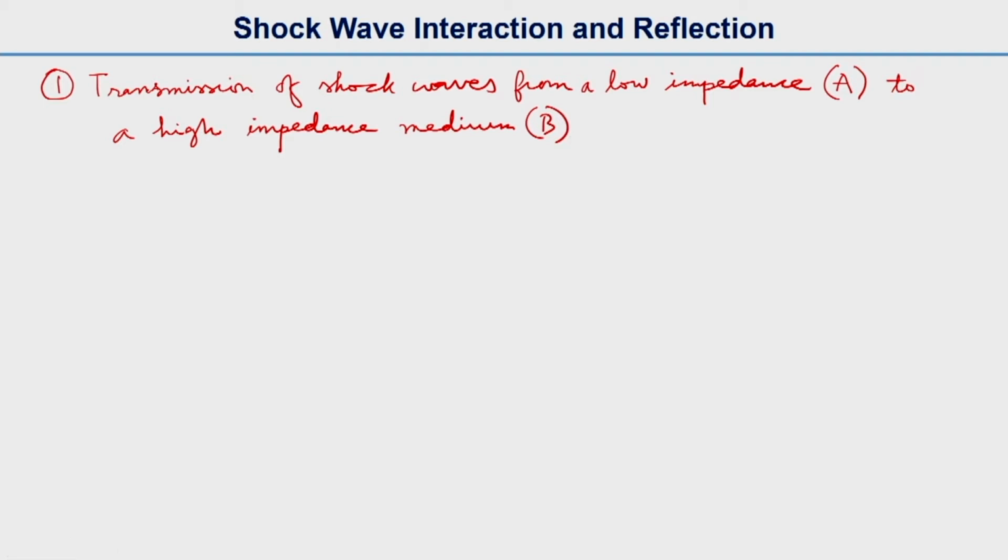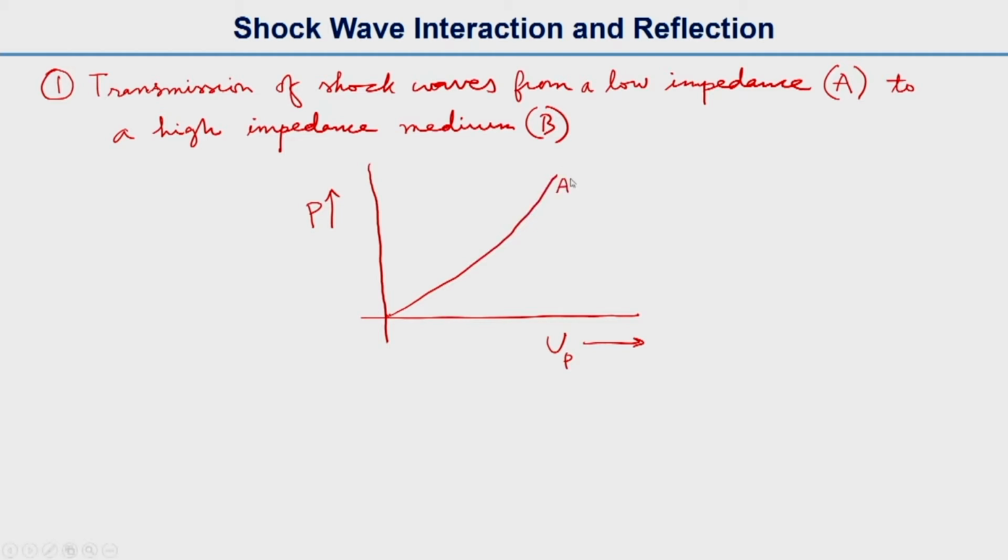For this problem, we can first draw a pressure particle velocity plot. The y-axis is pressure and the x-axis is particle velocity. We have two mediums. For the low impedance medium, the PUP plot is from experimental data. Let's say this is medium one, and we know that the shock impedance rho naught US will be the slope of the line at a particular pressure.